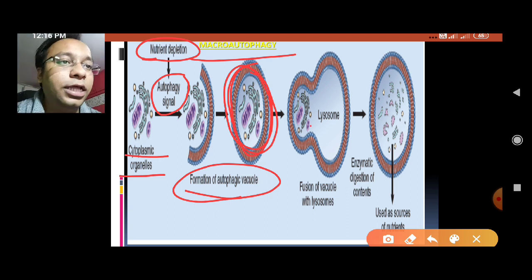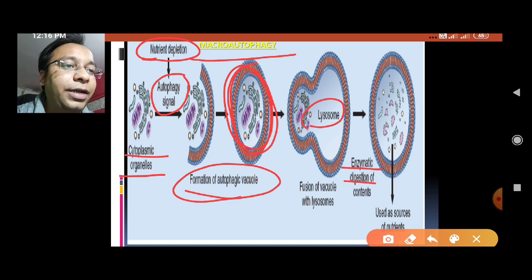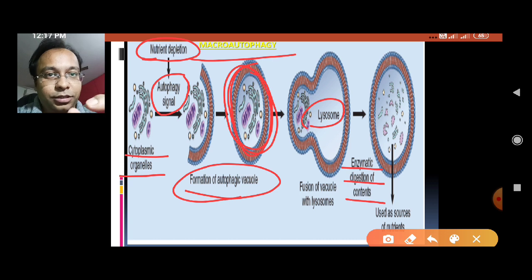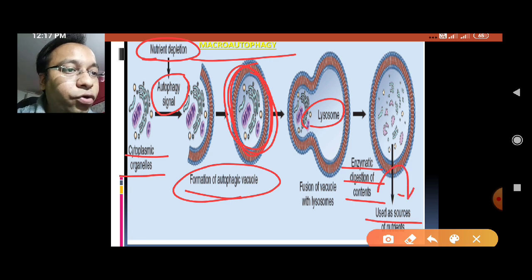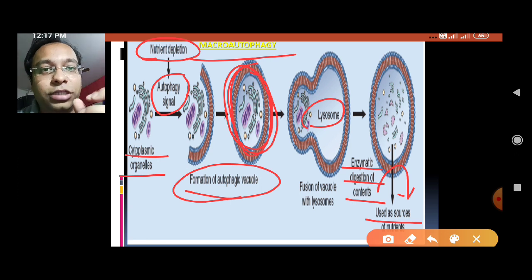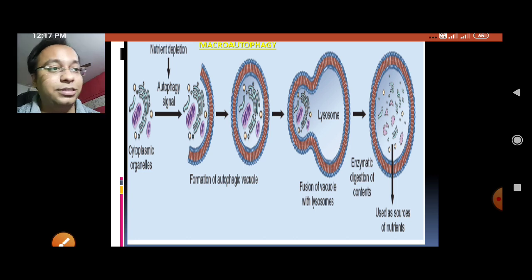Now it will bind with the lysosome, and you know that lysosomal enzymes will digest the content. So there will be enzymatic digestion of the content. And guys, in starvation, autophagy happens because there is no source of nutrition. So that digested content will be recycled for nutrition, right? It will be used as a source of nutrition for the cell to survive. So in starvation, autophagy will be used for survival.